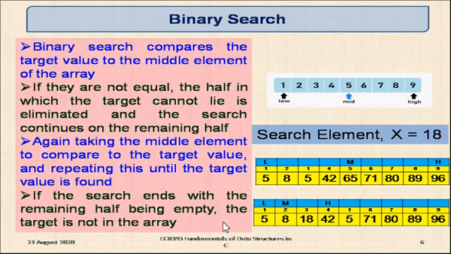Suppose the data we are searching for is not available in the list, what will happen? That is the last statement. If the search ends with the remaining half being empty, the target is not in the array. It's a very interesting searching algorithm.